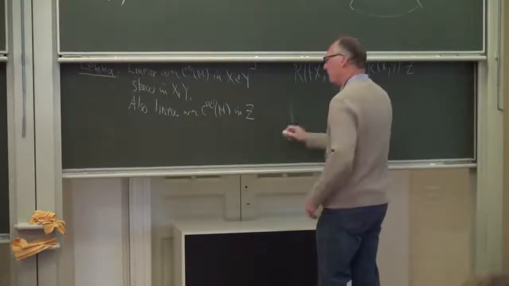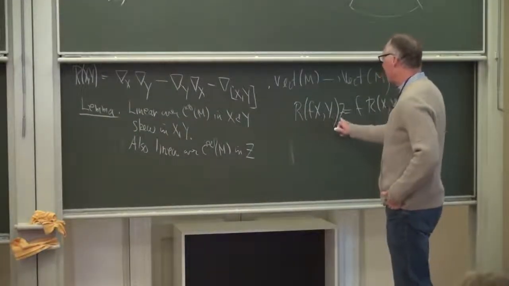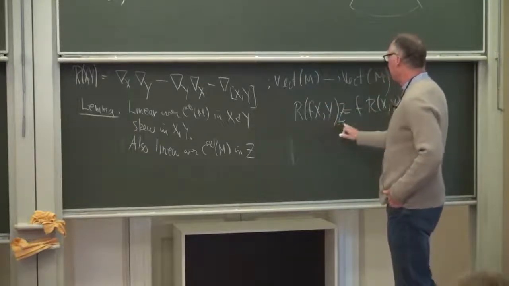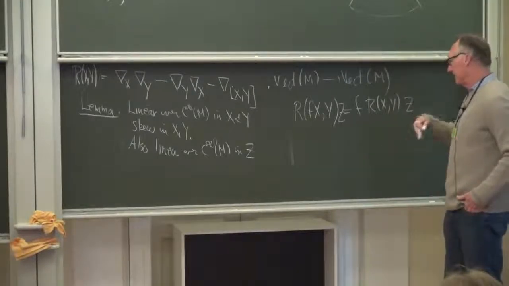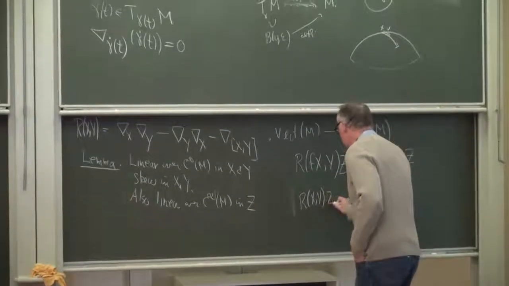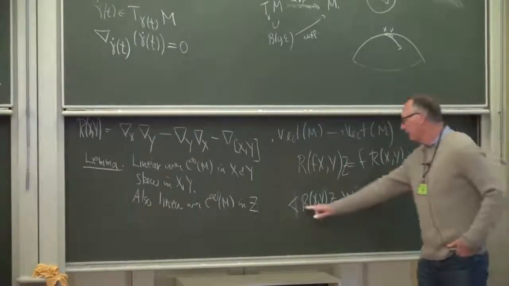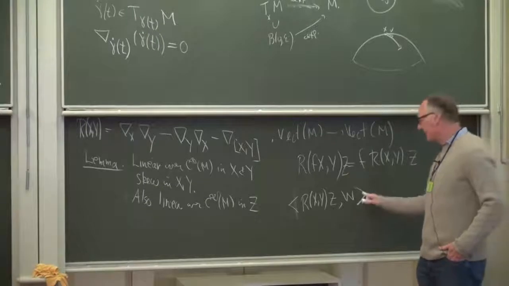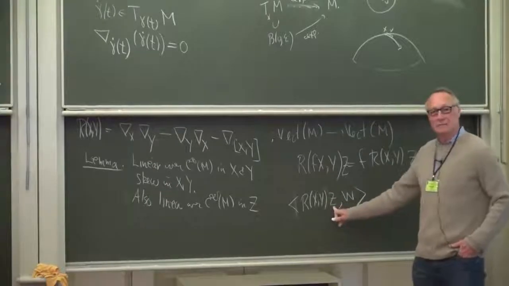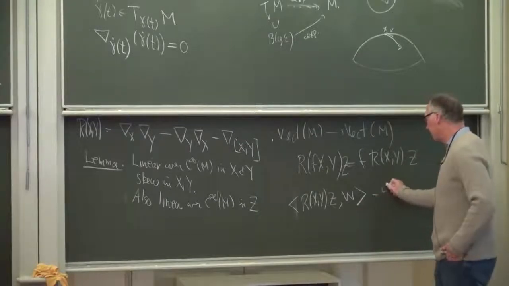So what this means is that we can think of this object, and now I want to form a 4 tensor. I have something tensorial in 3 variables, but the result of this operation is another vector field, so I want to consider the following: R(X, Y)Z, inner product with W. This depends on 4 vector fields, and it is linear over the functions in all 4 variables. So this is a 4 tensor.